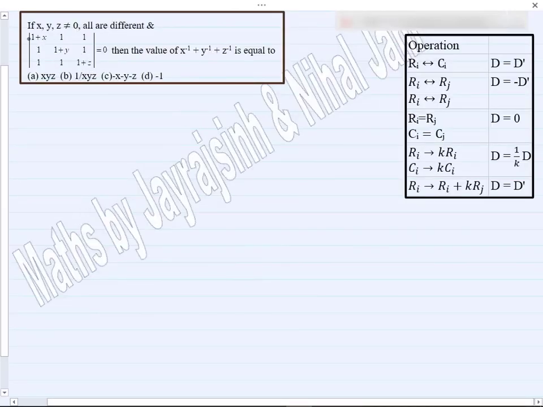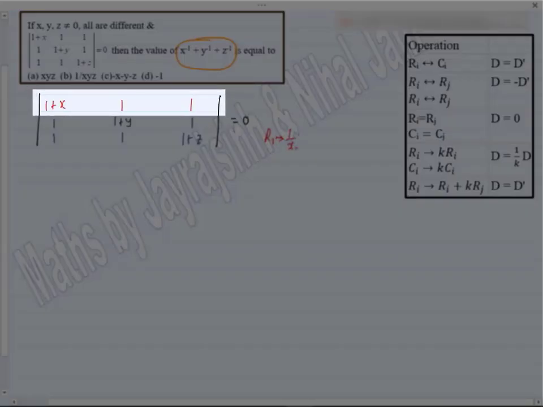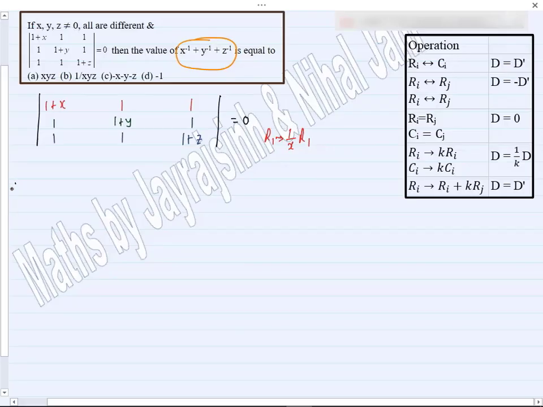In our next question, it is given that x, y, z are not equal to 0, all are different numbers, and the value of this determinant is equal to 0. Then we have to find the value of 1 by x plus 1 by y plus 1 by z. So first of all, let's get 1 by x, 1 by y and 1 by z. Let's divide the first row by x. So we have to multiply by x with the determinant, and our first row will be 1 by x plus 1, then 1 by x and 1 by x.